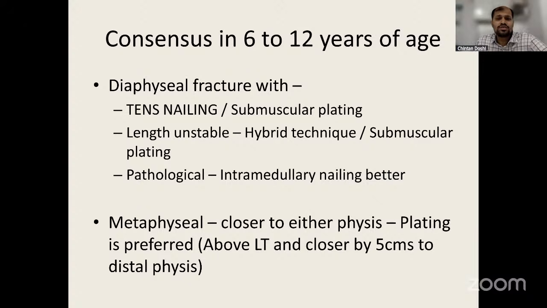For pathological fractures, usually those with a cyst, fibrous dysplasia, or osteogenesis imperfecta, intramedullary nailing usually works better. Those with osteogenesis imperfecta usually would have a telescopic nail, which we cover in the subsequent talk. Then the metaphyseal fractures, closer to the physis, either proximal or distal, where you don't have much room for the TENS to hold a smaller fragment, plating is preferred over nailing.